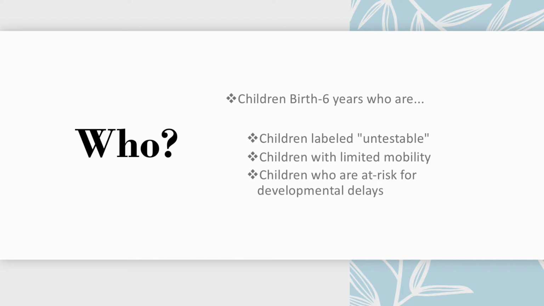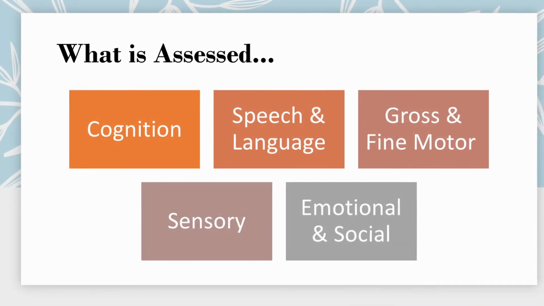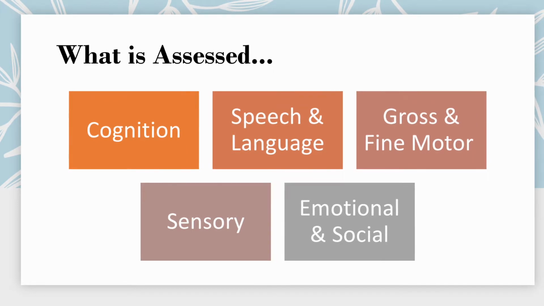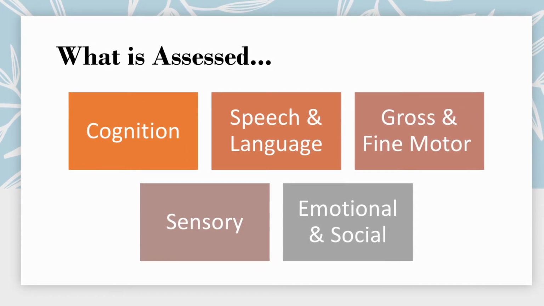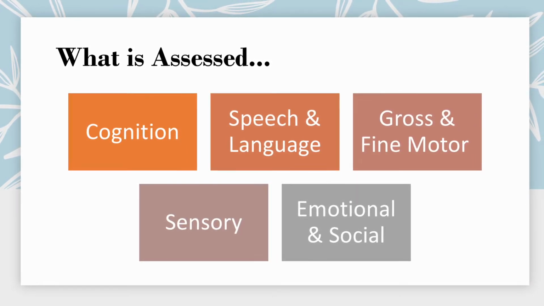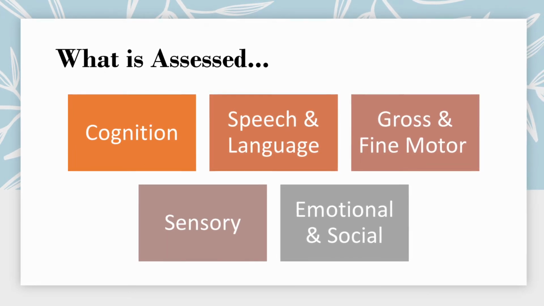Who is this assessment for? Children birth to age 6 years, who are children labeled untestable, children with limited mobility, and children who are at risk for developmental delays. In this assessment, cognition, speech and language, gross and fine motor skills, sensory and emotional and social skills are assessed.